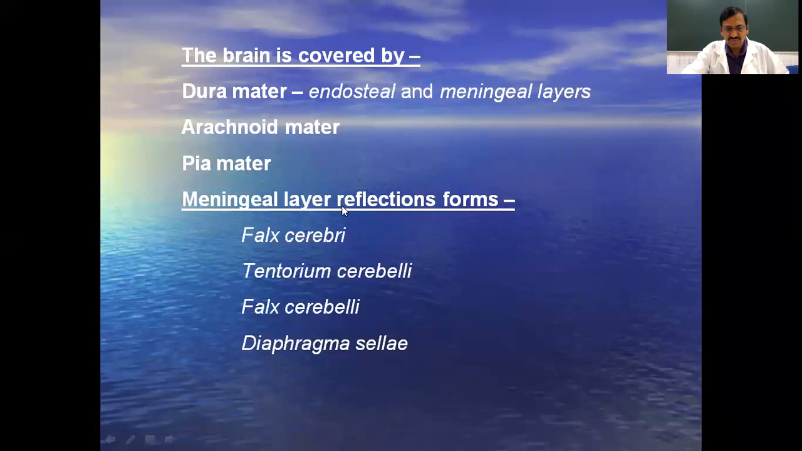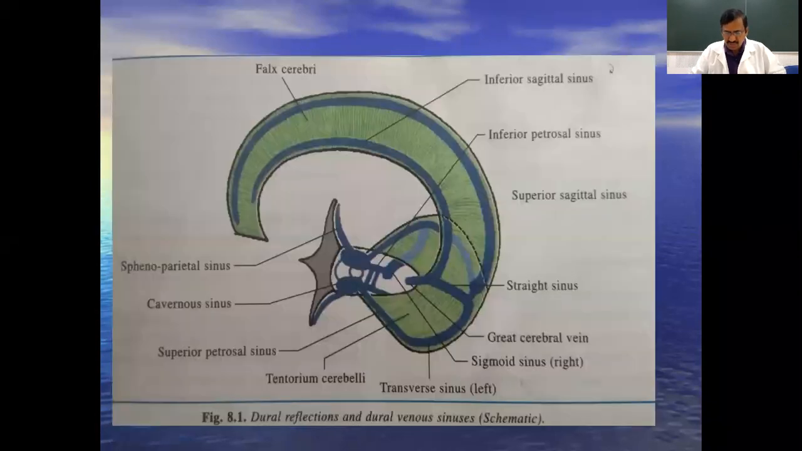The folds of dura mater are four in number. The first one is the falx cerebri, then the tentorium cerebelli, falx cerebelli, and diaphragma sellae. These are the four folds of dura mater, and each fold has its own importance. We will see the dural folds.